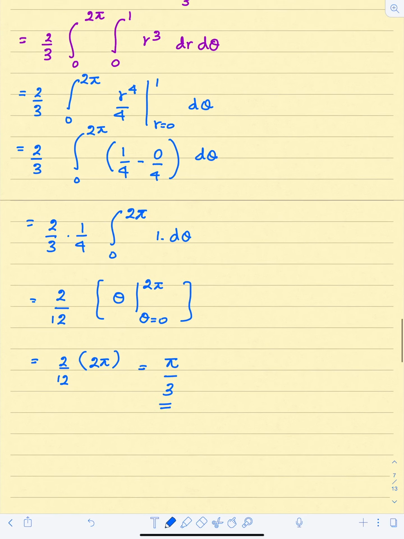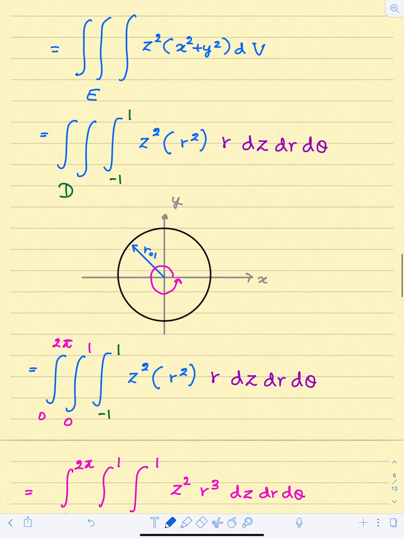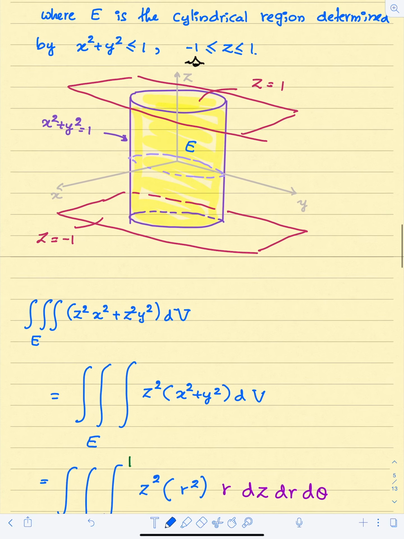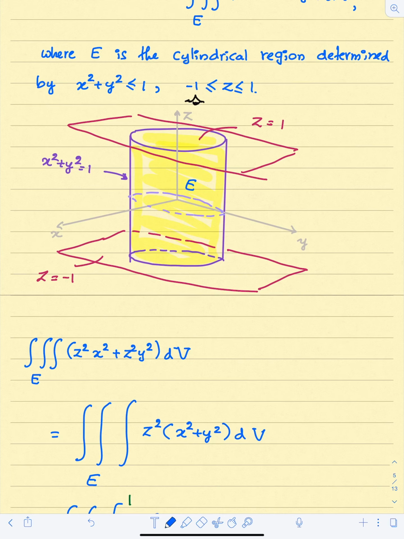Now this is the way we use cylindrical coordinates to solve a triple integral. As you can see in this particular problem, our domain is a cylinder. So it is very intuitive to use a cylindrical coordinate system to solve a triple integral like this.